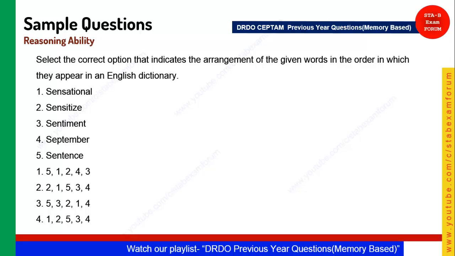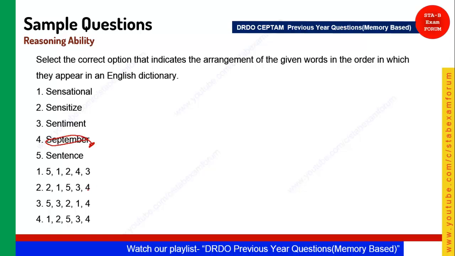Yes, time's up. You have to arrange these words in order as they appear in the English dictionary. You should know only the alphabet, A, B, C, D, and how to order them. We know all start with S, all start with E, then N, N, N, N, O, P. So this should come at last.